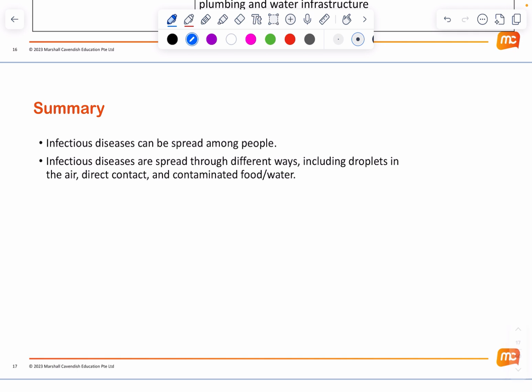So, in summary, infectious disease can be spread from people to people, and this spread is done in many different ways, including droplets in the air, direct contact, and contaminated food and water. So, in our next lesson, we will be covering the other learning objective. Okay, that's all. Thank you.